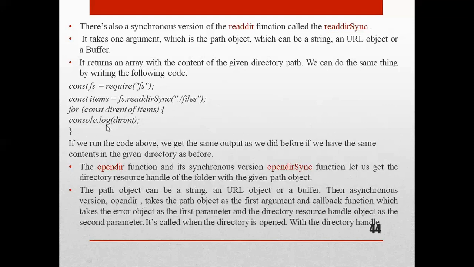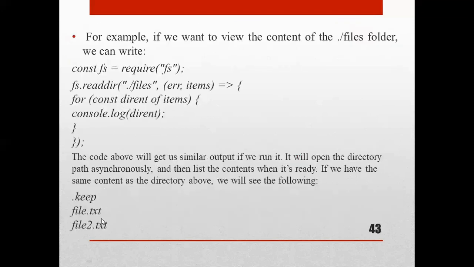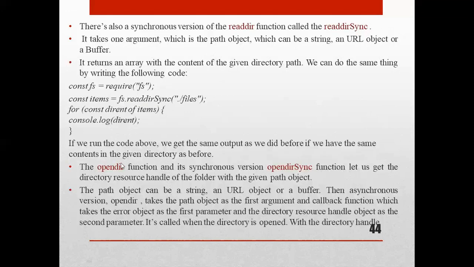So here, if we run this code, what we will get is the output that we have seen. It will read all the contents from the directory, like what contents are available in the directory, folders and files. Okay, so here you can see the open directory function and its synchronous version. The open directory synchronously function lets us get the directory resource handle of the folder with the given path object.